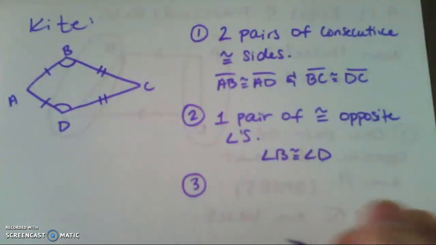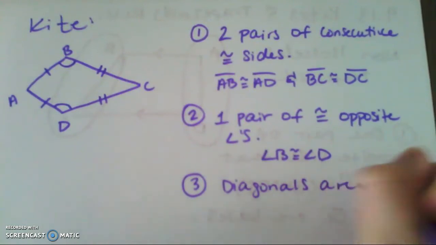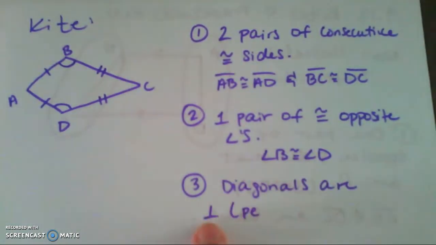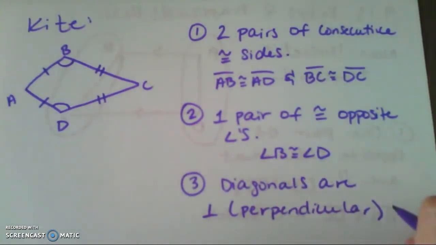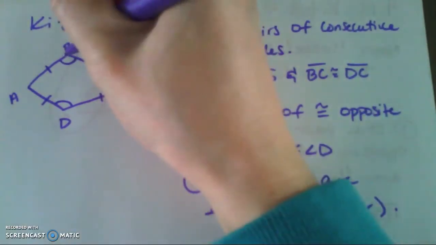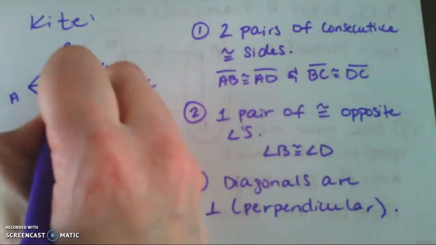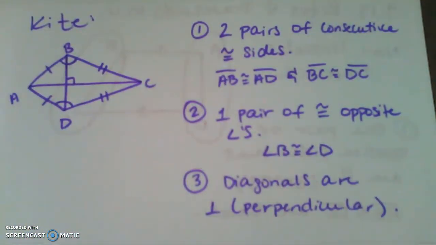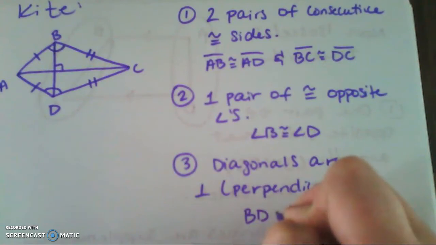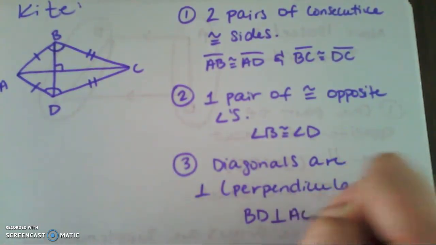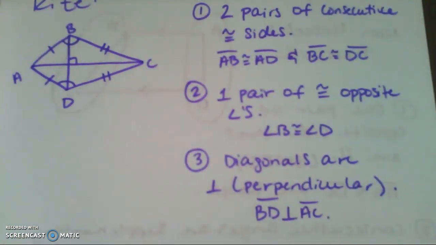Last property is that the diagonals are perpendicular. Here's our symbol for perpendicular. So if we drew in diagonals, you would have diagonal BD and diagonal AC. All 4 of these angles here would be right angles because those 2 diagonals are perpendicular. So just say that BD is perpendicular to AC. And that is your recap of trapezoids and kites.